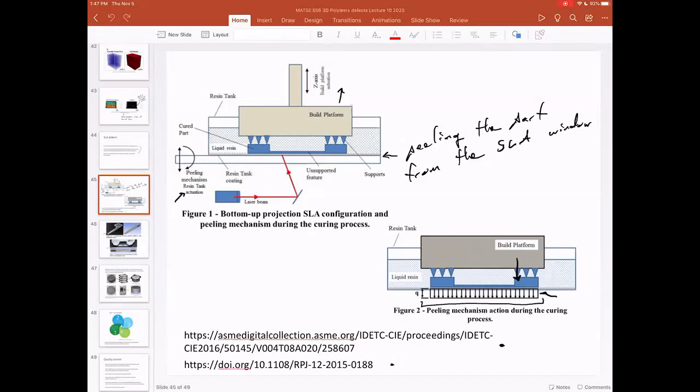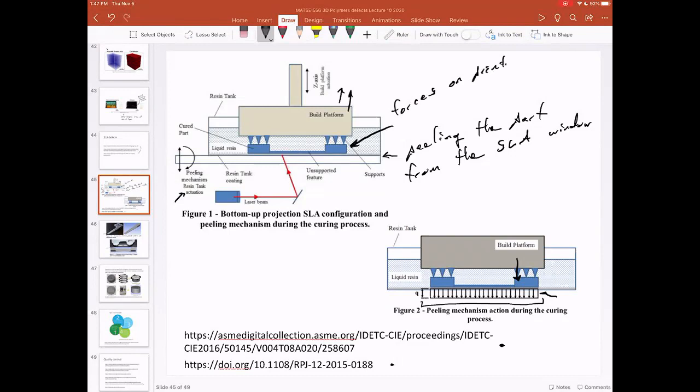Of course, in a Carbon printer, this is not going to matter as much because it's a continuous elevation of the part. However, there's still mechanical stresses on the part. Even if you have continuous elevation of this build platform, there's still going to be forces on the printed part during elevation. So this can introduce defects, and this has to be analyzed.